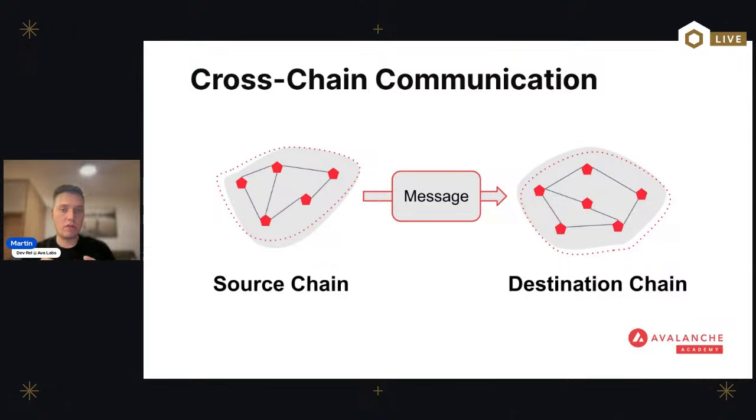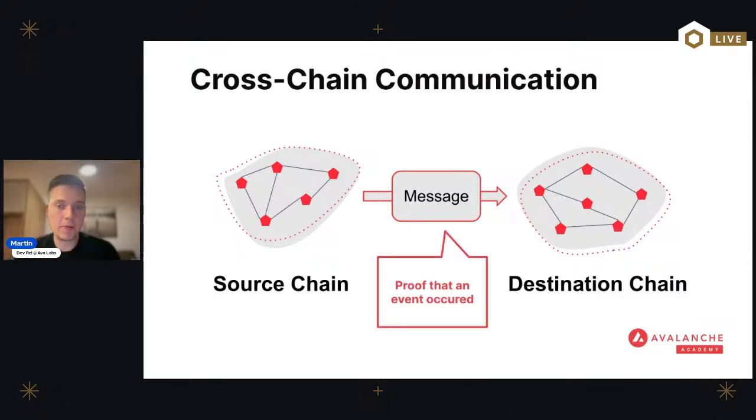So what we have to solve for is sending simple messages. And usually this message is something like that some kind of event occurred on the source chain. So for example, with asset bridging, if you want to bridge an asset, what it is, you send it to a bridge contract, you deposit it with a bridge contract, and that bridge contract then sends a message to the destination chain.